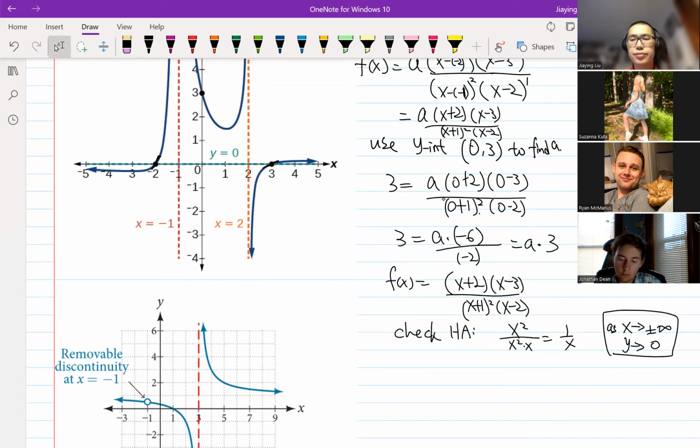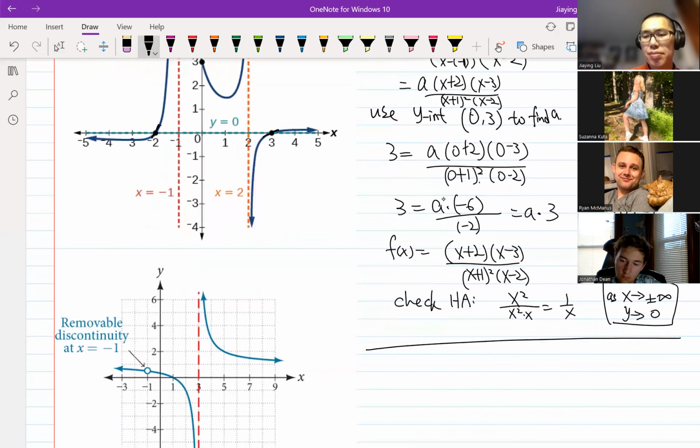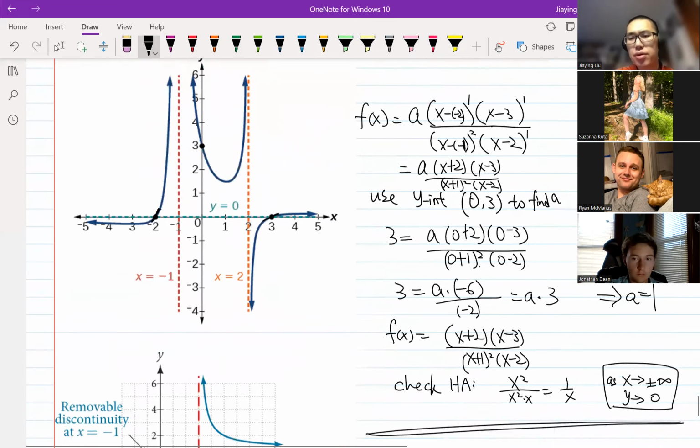All right, if you don't have any questions, I'll move on to the next one, but let me pause for a minute. Any questions about this example?